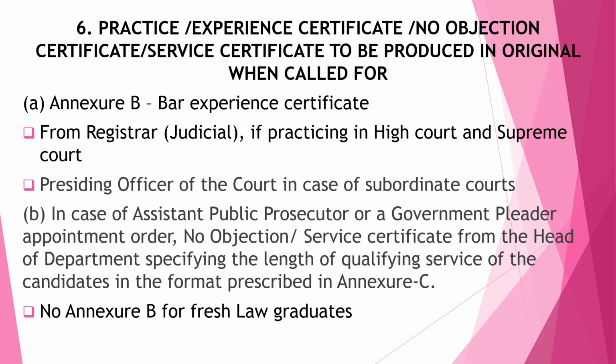Sixth point is practice or experience certificate or no objection certificate or service certificate to be produced in original when called for. When the authorities are asking you to produce the original, you are supposed to produce the original of all the said certificates. First is Annexure B, which is a bar experience certificate. And if you are practicing in High Court or Supreme Court, you need to obtain this from the Registrar Judicial. And if you are practicing in subordinate courts, you need to obtain the certificate from the presiding officer.